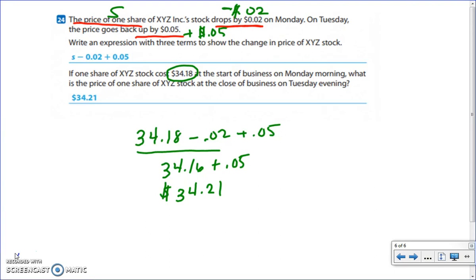Okay, so that's it for today. Hopefully those phrases are coming a little bit easier for you to work with. Careful on the ones that say more than and less than, those types of things. And when you're substituting, please be sure to replace your letter with parentheses before you put the number in. And that's it.